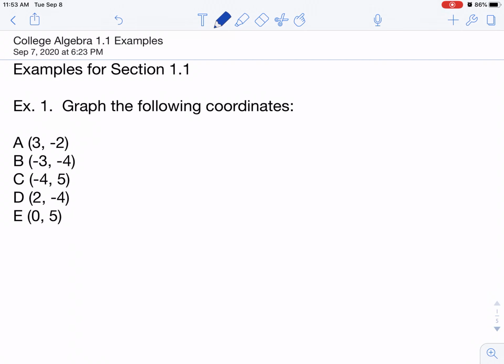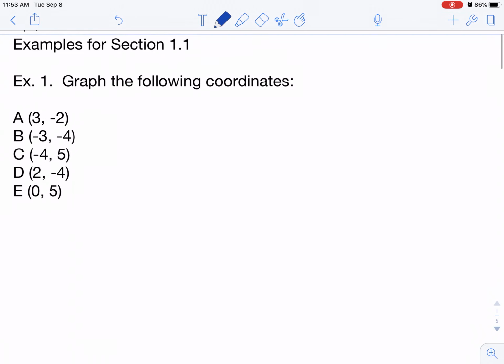So here are my examples for section 1.1. These are basically the same examples that you would see in class if we were having regular class. I will go kind of fast through them with the understanding that you can pause it and go back if you need to.